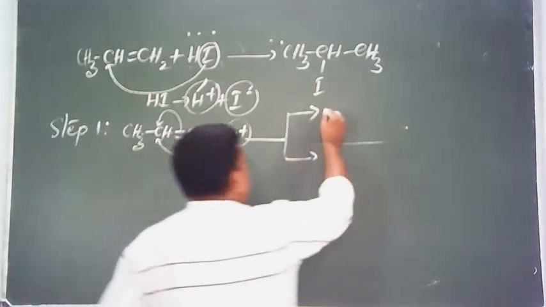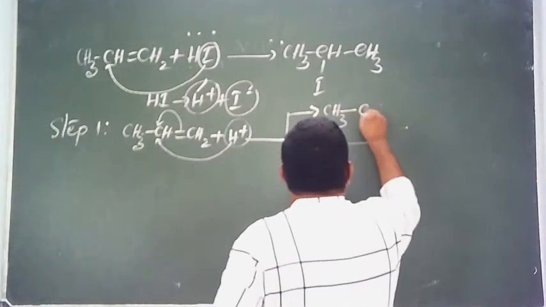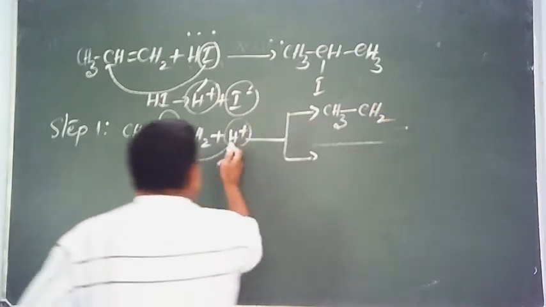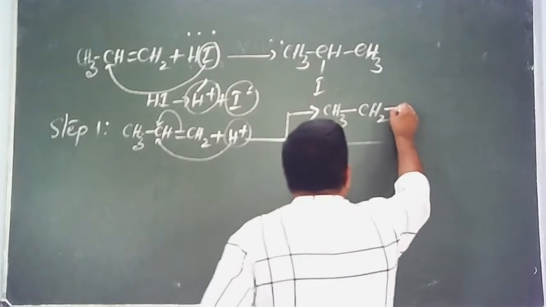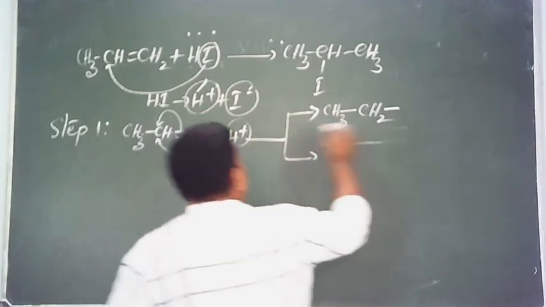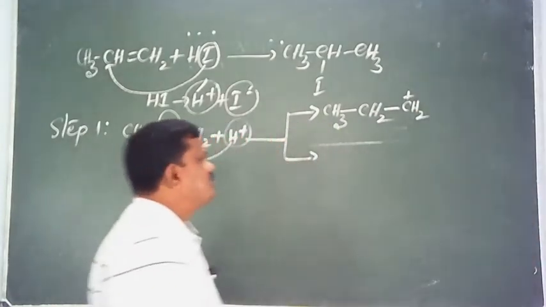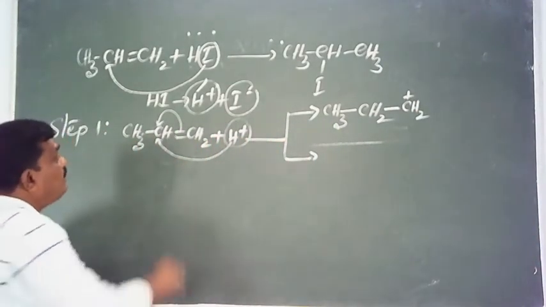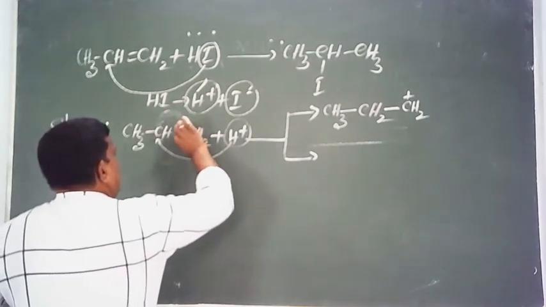So we get this carbocation, CH2, H plus attached to this CH2. Now it becomes a single bond. Now this carbon has lost its electron, so a plus charge gets created on it. So it's a carbocation.